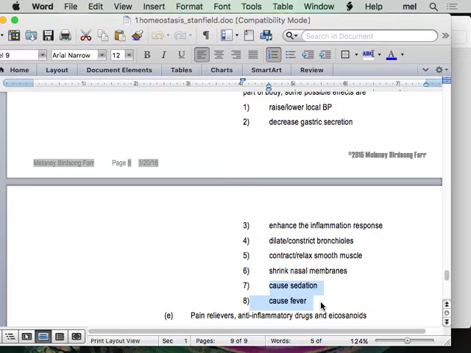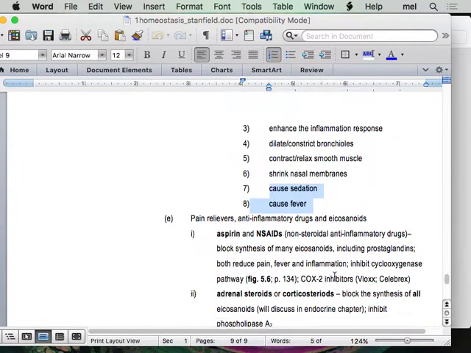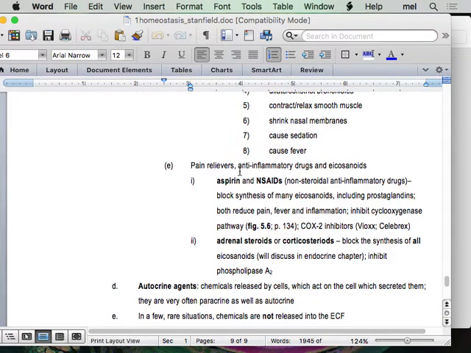Okay. So now let's go to why we're talking about those things. So now we've got inflammatory, potentially pain, right? Okay. We've got blood clotting, and we've got more pain, potentially sedation and fever. Do you see that? So because you take chemicals when you have these kinds of things, you have messed with these before. So let's talk about pain relievers, anti-inflammatory drugs, and eicosanoids.